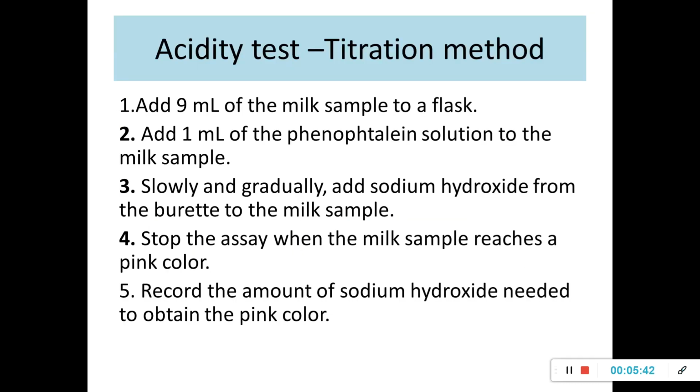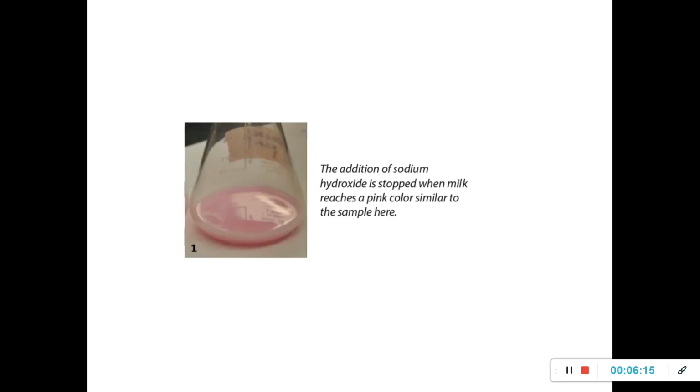Now comes the acidity testing. We have recommended using the titration method here. Here we are checking the amount of lactic acid which has been formed, or the acids which have been found within the milk. For that, you take 9 ml of the milk in a flask and add 1 ml of phenolphthalein, which is an indicator, and slowly you add sodium hydroxide from a burette to the milk sample. Stop the addition of NaOH when it becomes a pink color, and record the amount of NaOH which has been needed to obtain the pink color. Now this is the pink color that is obtained.